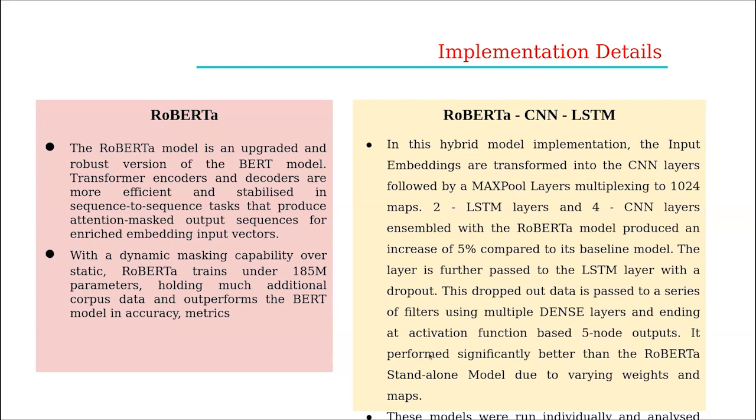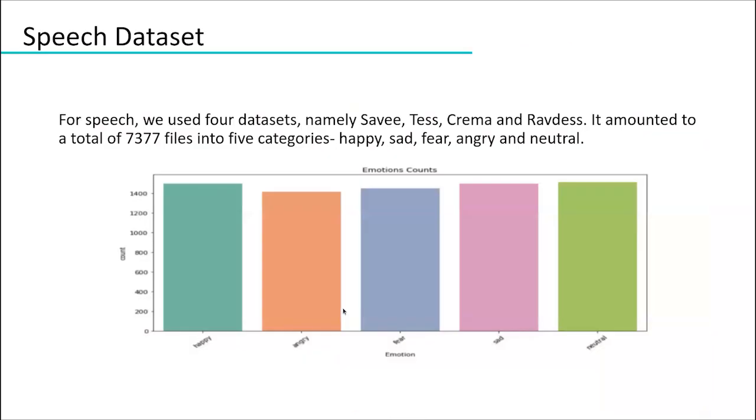The final model was the hybrid of RoBERTa, CNN, and LSTM, where to the base RoBERTa we added 2 layers of LSTM and 4 CNN layers, which were assembled together to provide a better accuracy compared to the baseline RoBERTa. This helped to increase the accuracy by around 5%.